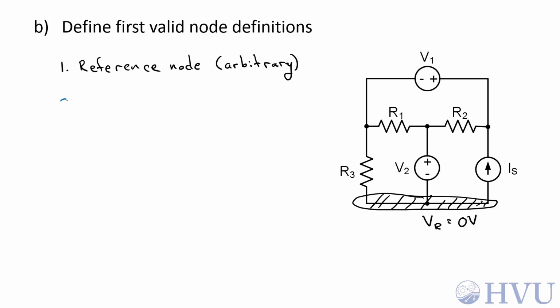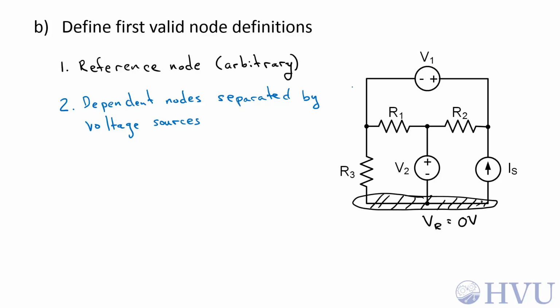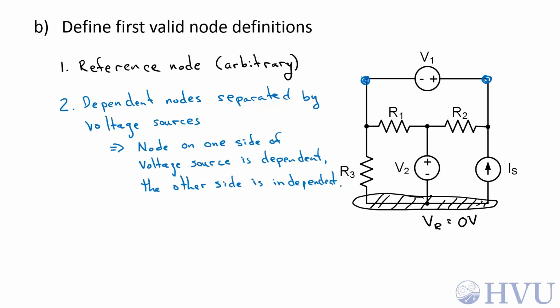The next thing I'm going to do is define dependent nodes. Dependent nodes are separated by voltage sources. For example, at V1, this node here and this node here are dependent on one another. You know the voltage difference between those 2 nodes. When I'm defining dependent nodes, the node on one side of a voltage source will be dependent. The node on the other side will be generally independent. It doesn't matter which you choose as which. I'm going to choose this side of the voltage source V1 as being an independent node.